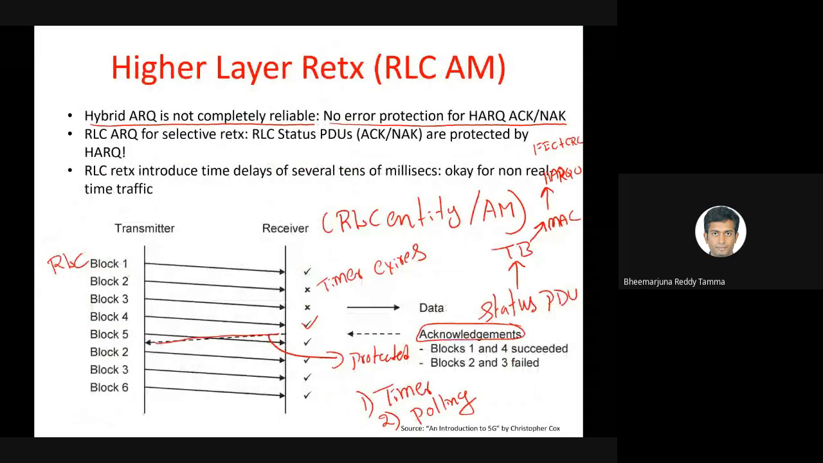Here, either the transmitter has to explicitly ask by doing polling, or the receiver has to voluntarily send whenever the timer is firing. That way, the acknowledgement will come slowly here, and the reliability can be guaranteed, but that reliability is done at a much slower time scale than the things that are done by the MAC layer. That is the main difference between how the MAC layer does the retransmission versus how the RLC layer does the retransmission, only in the case of AM mode, not for the other two modes.